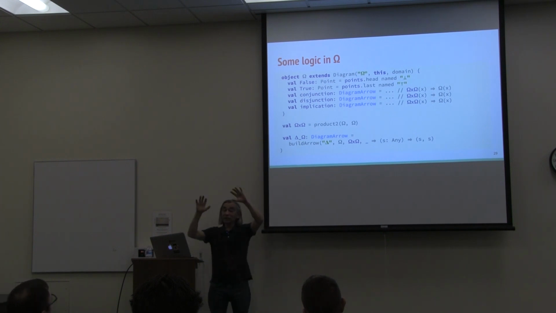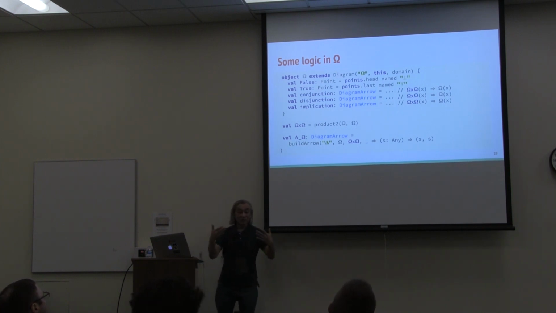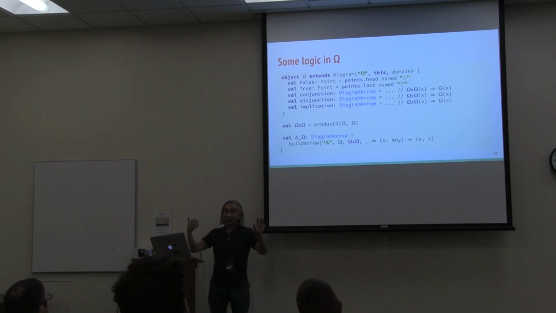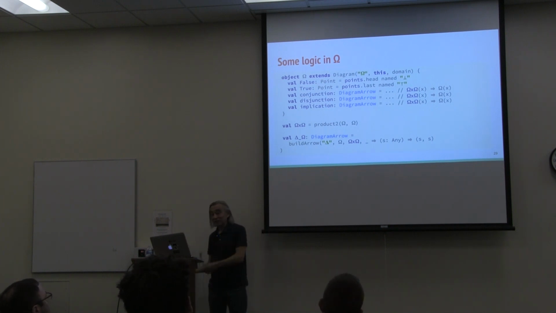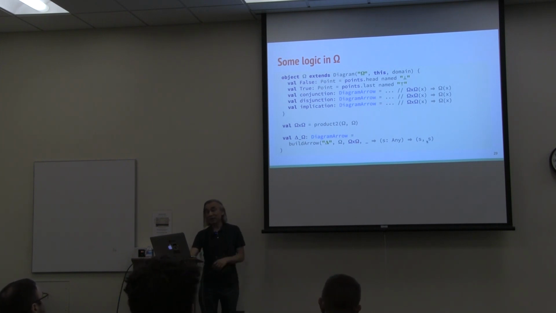Conjunction represents an intersection of two subdiagrams in a diagram. Disjunction represents a union of two subdiagrams in a diagram. Implication represents the idea of one subdiagram being a subdiagram of another subdiagram. So we have this omega, and we need to provide more operations. One specific operation is the diagonal. It's from omega to omega cross omega. You know how it is: take anything and take a pair of that.